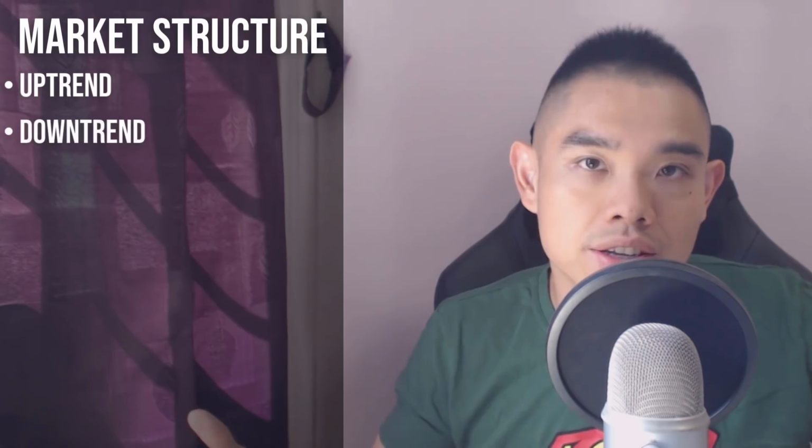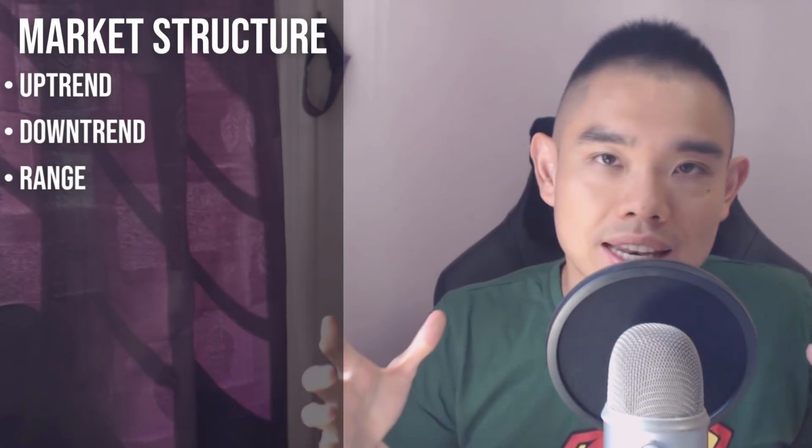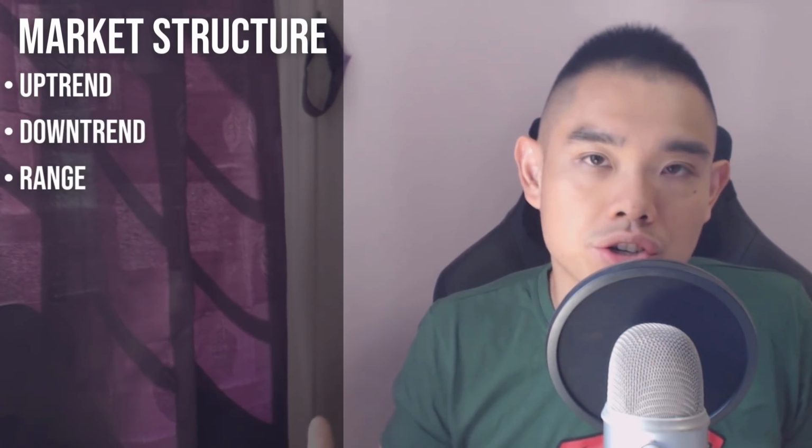The first thing that I look for is market structure. What do I mean by this? This simply means I ask myself, what is the current market structure? Is the market in an uptrend? Is it in a downtrend? Is it in a range? So once I can define the current market structure, then I know what to do.